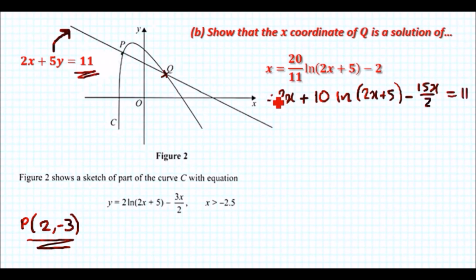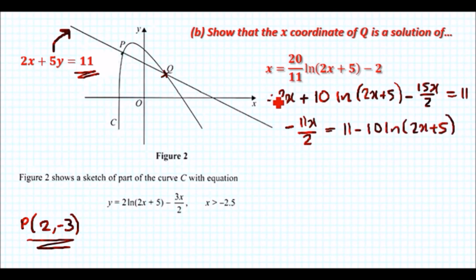Now, just trying to match everything up, I think the best way is to keep all the x terms on the left and the log x terms on the right, and then partition x. So let's collect the x terms. We've got 2x take away 15x over 2, which will give us negative 11x over 2. And subtracting 10 log 2x plus 5 across, we're going to have 11 minus 10 log 2x plus 5.